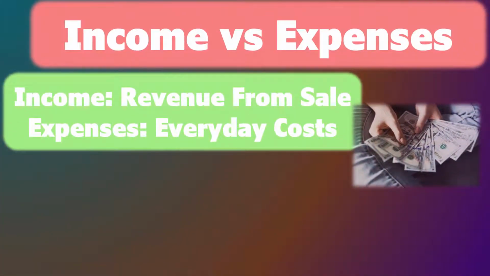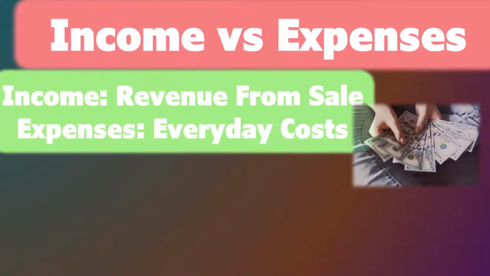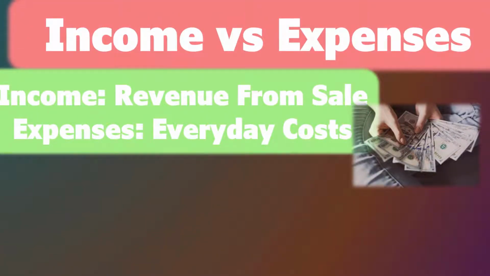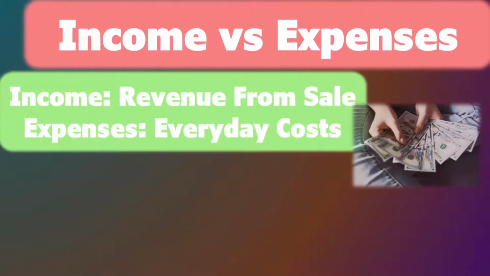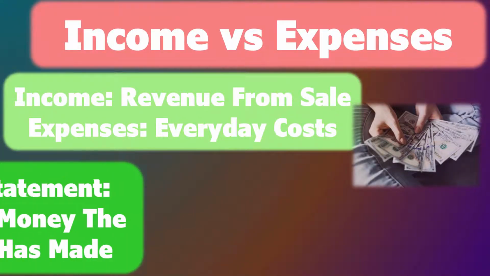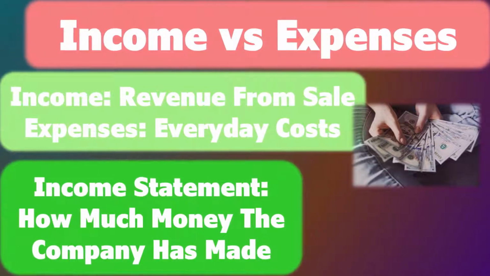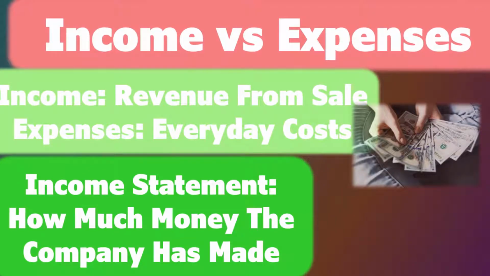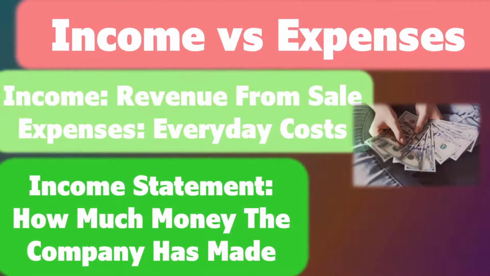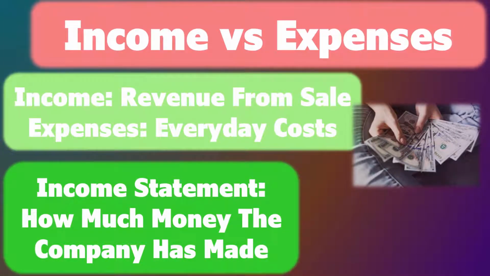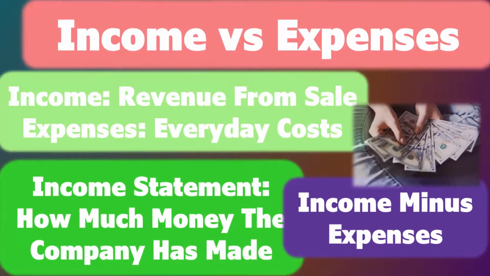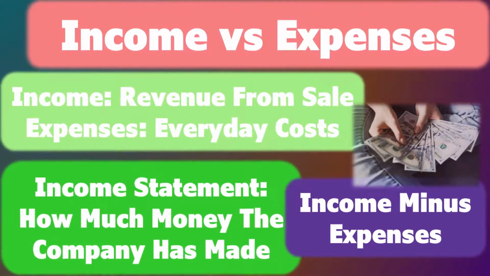Further, income is revenue from sales, whereas expenses are everyday costs such as rent and wages. We would show these two things on the income statement, which shows how much money the company has made over a period of time, usually a year. This amount would be the income minus the expenses.